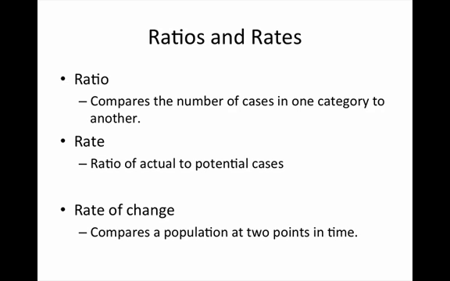Now, moving on to ratios and rates. A ratio is going to compare the number of cases in one category to the number of cases in another. So if we want to know the ratio of crying in response to taking away the toy for males versus females, I could create a ratio. I might want to know a rate, which is the ratio of actual to potential cases, what's out there in the world, for example. And then I might want to know a rate of change, which is to compare a population across 2 points in time.